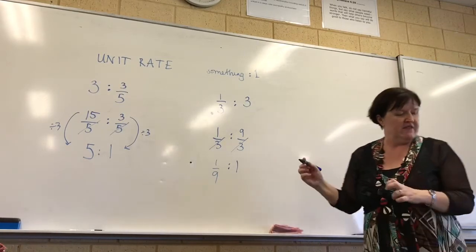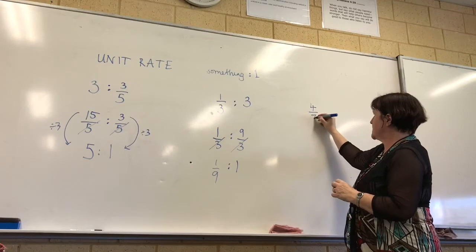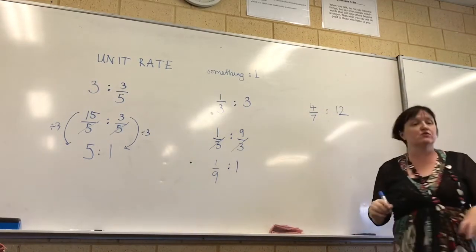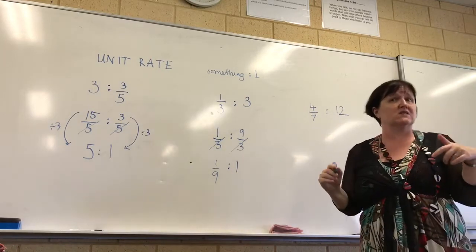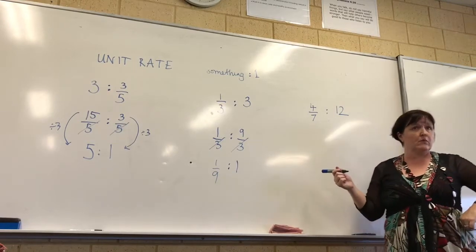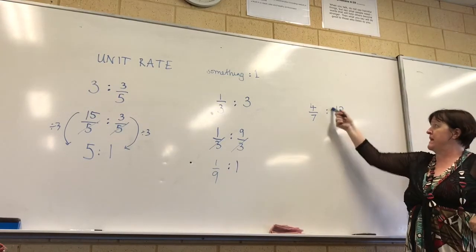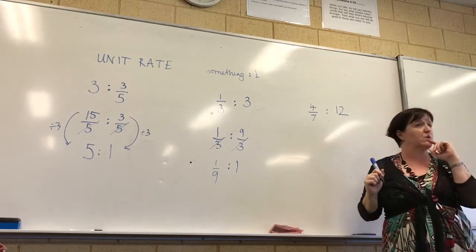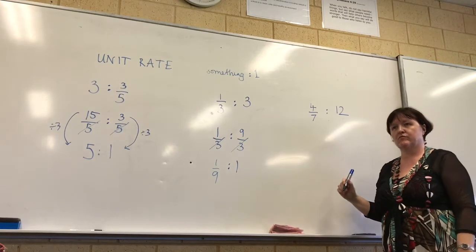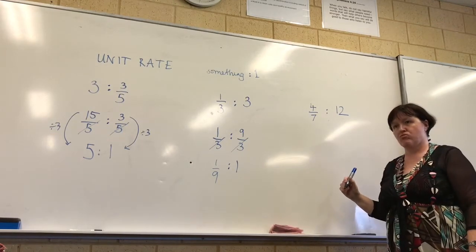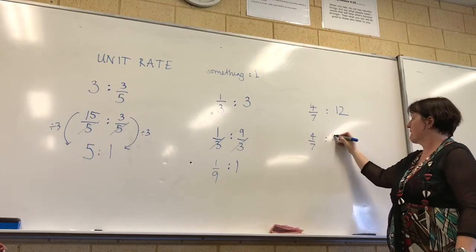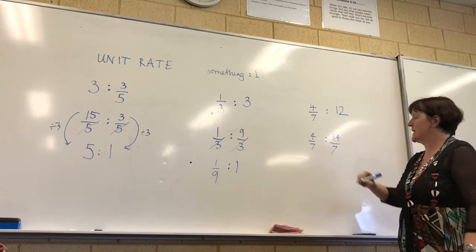Okay, right. And the last one, 4/7 to 12. And these are all taken directly from the maths space task. So these are the ones that you'll be meeting. So again, we've got to make this bit a 1. So what do I do first? You would make the 12 an improper fraction, which would be 84/7. 84/7. Yeah.